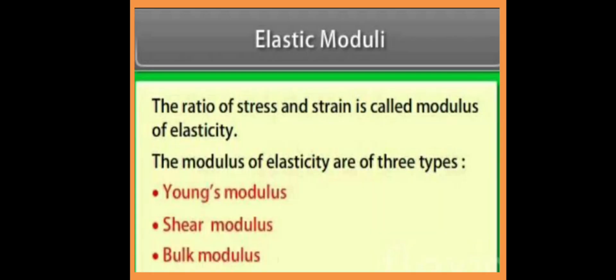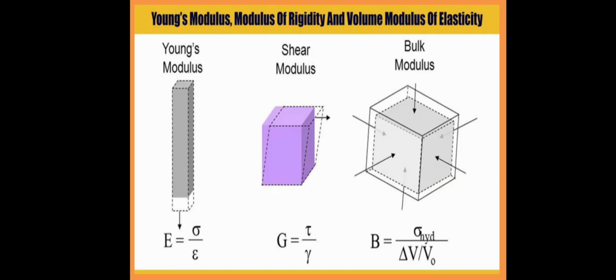Next we can see some moduli of elasticity. The modulus of elasticity is classified into three types. First one is Young's modulus, second one is shear modulus, or we can call it rigidity modulus. Third one is bulk modulus. First we can see Young's modulus of elasticity. Young's modulus of elasticity is the ratio of longitudinal stress to longitudinal strain.